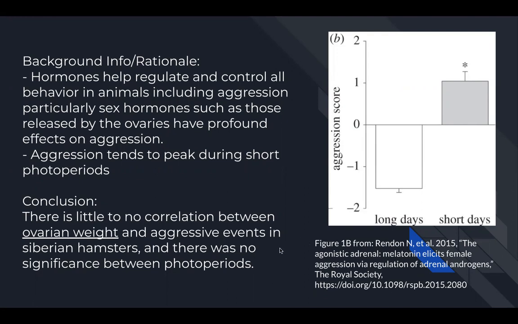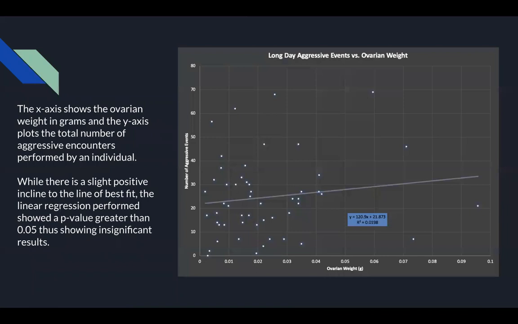And my conclusion was that there was little correlation between ovarian weight and aggressive events in these Siberian hamsters, and that between photo periods, there was no significance from the way I calculated these things.